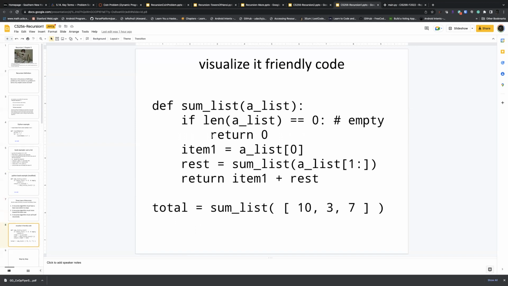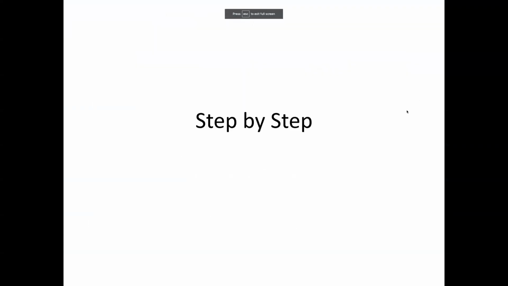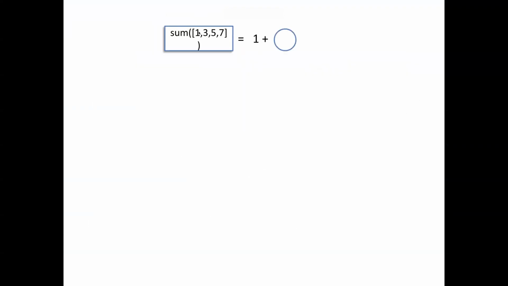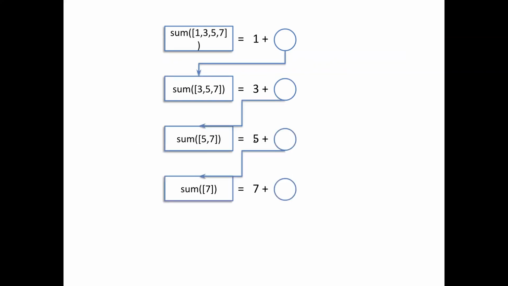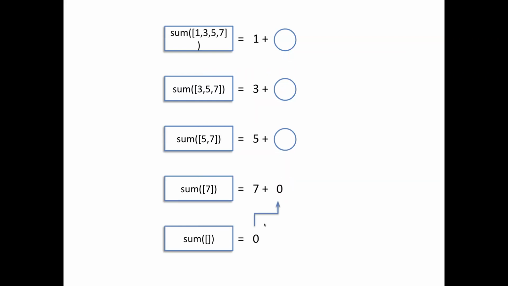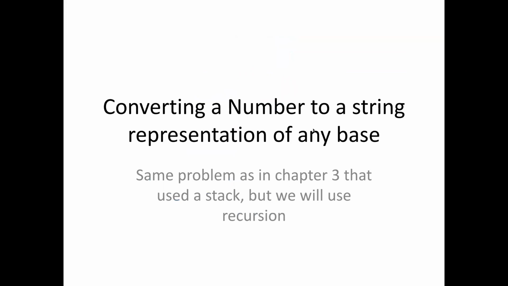So let's visualize this sum function step by step. Okay, let's do a slideshow. First of all, you have sum is the first element 1 plus the rest of the sum, which is further composed of 3 plus the rest of the sum, and 5 plus the rest of the sum, 7 plus empty. And then you return 0, return 7, return 12, that's 5 plus 7, and then 1 plus 15, and the answer is 16. All right, so hopefully you understand this by now.